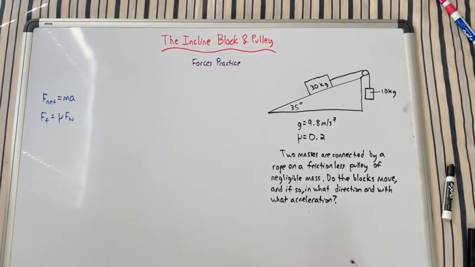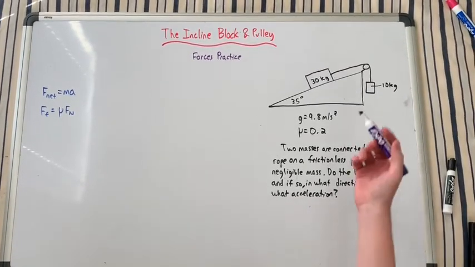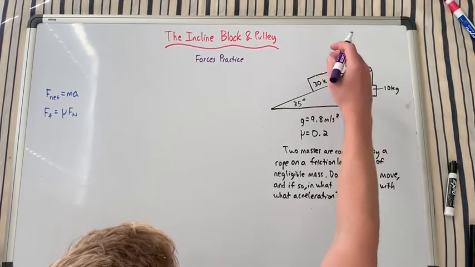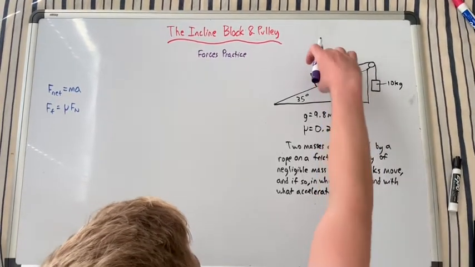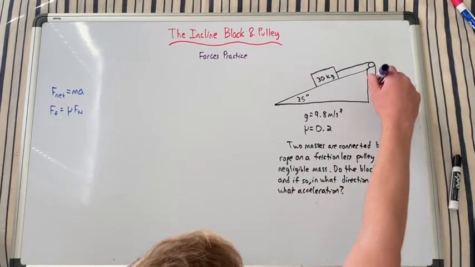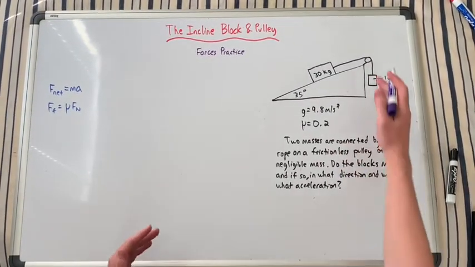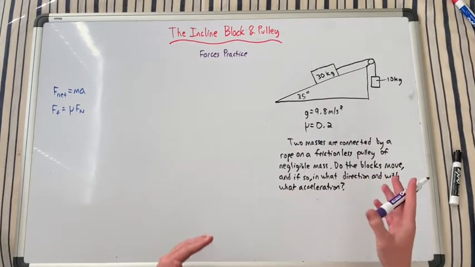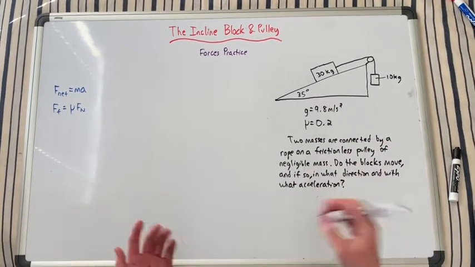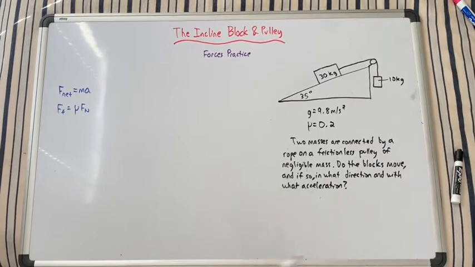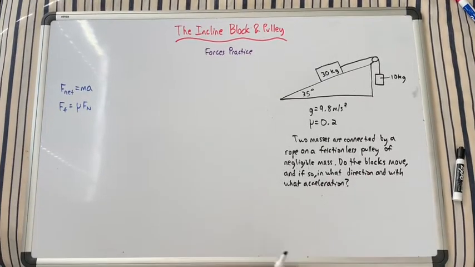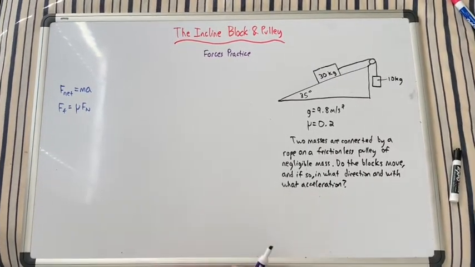Okay, so in this scenario, we're basically going to have to compare the force due to gravity on this block and the force due to gravity on this block to first determine, if we didn't have friction, in which direction would the blocks travel. And then once we know that, because we know friction opposes motion, we'll then know in which direction friction travels, and then we can see if the blocks move at all.